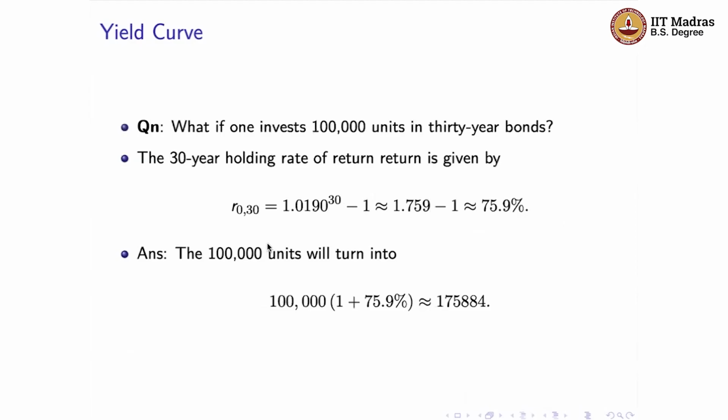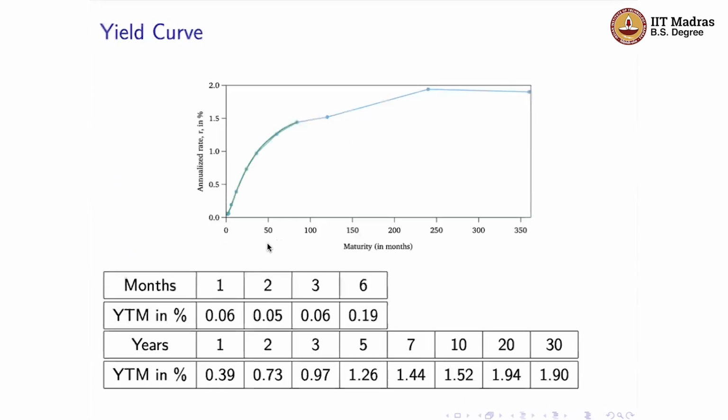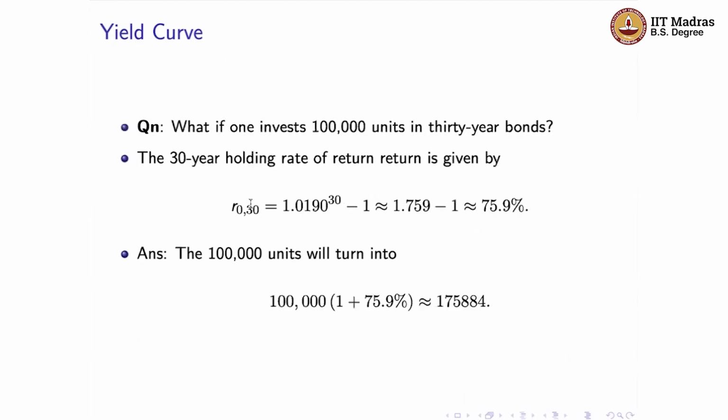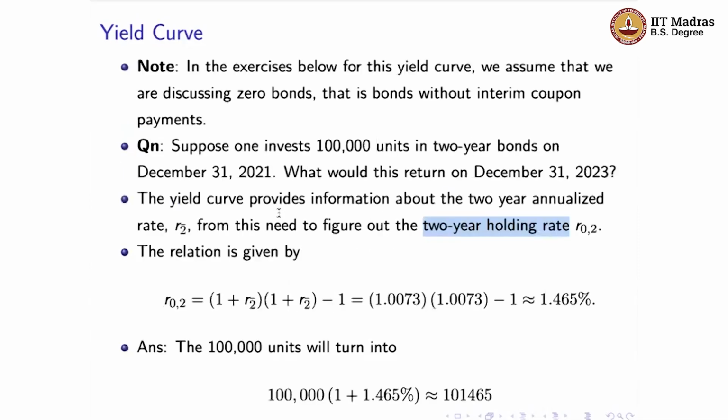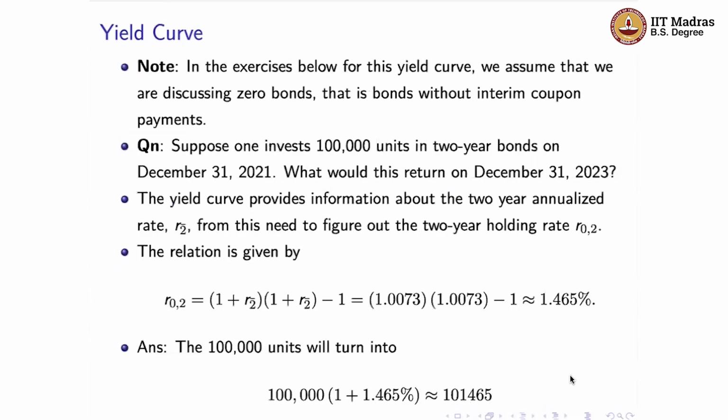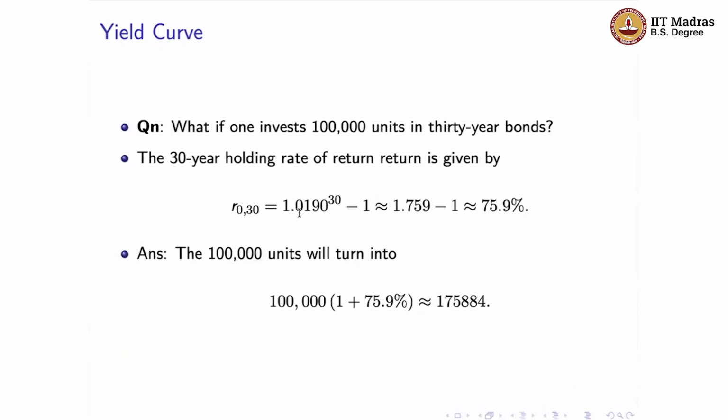You could have used the annualized rate information directly in order to calculate, but you could also convert it into a 30-year holding rate of return. If you want to do that, let's call that holding rate of return R030. So you need to have 1 plus the annualized rate corresponding to 30 years. That's the 1.90%, so this is basically 1.0190. Then you take it to the power 30, because you are calculating the 30-year return, and then you subtract 1. That gives you 1.759, minus 1, so 75.9%.